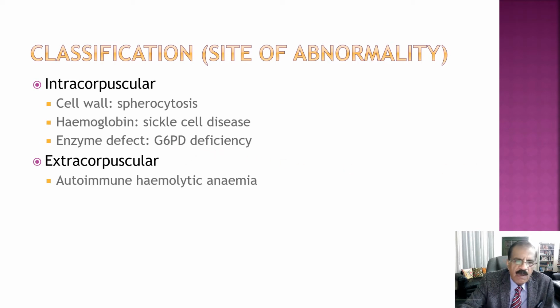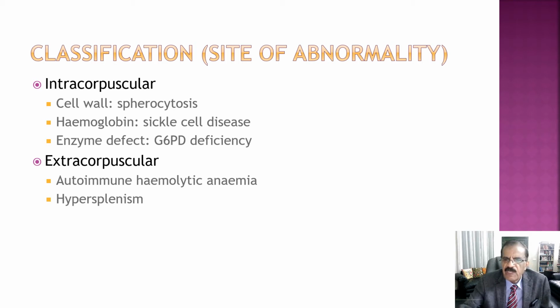Then the problem may be extracorpuscular, and the most important is autoimmune hemolytic anemia. I call it extracorpuscular because actually the red cells are normal. It's only the antibodies, made against a specific RBC cell wall antigen, which make them vulnerable to hemolysis. So the actual problem is outside the cell.